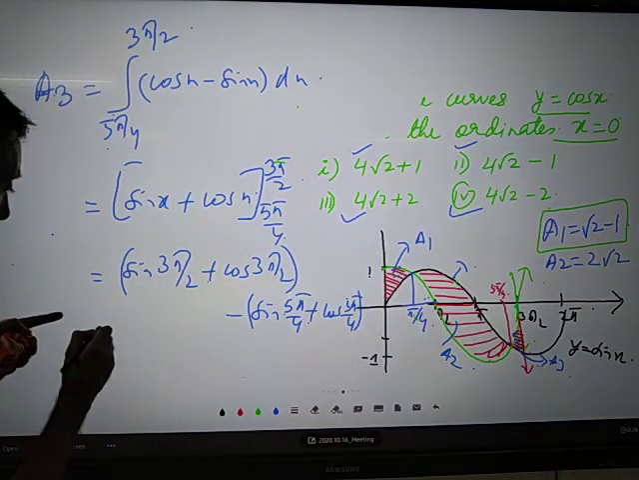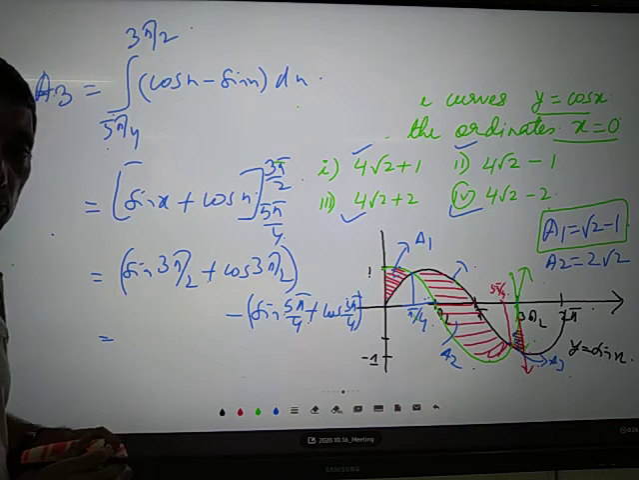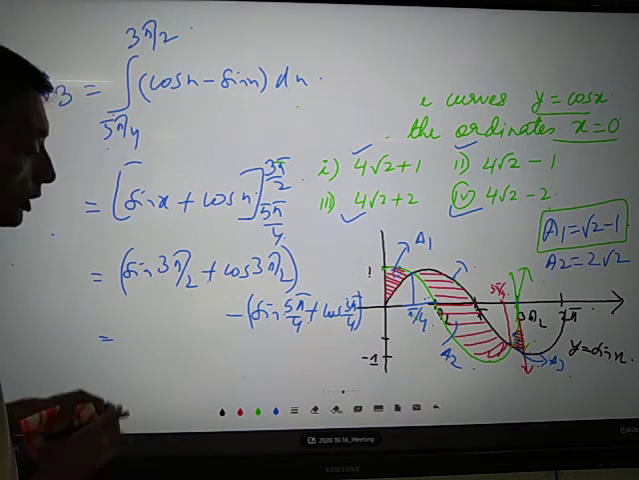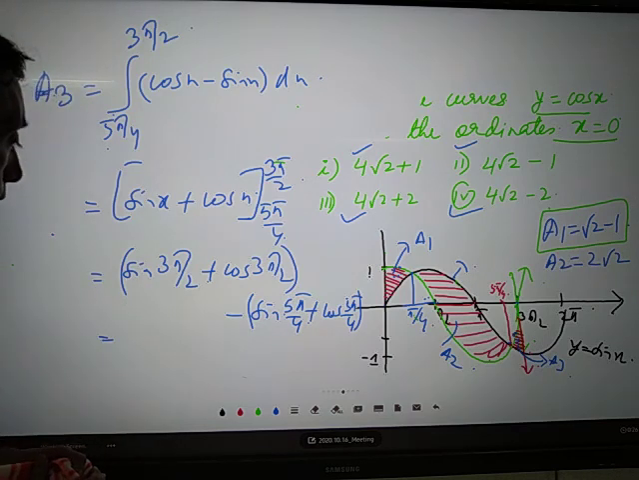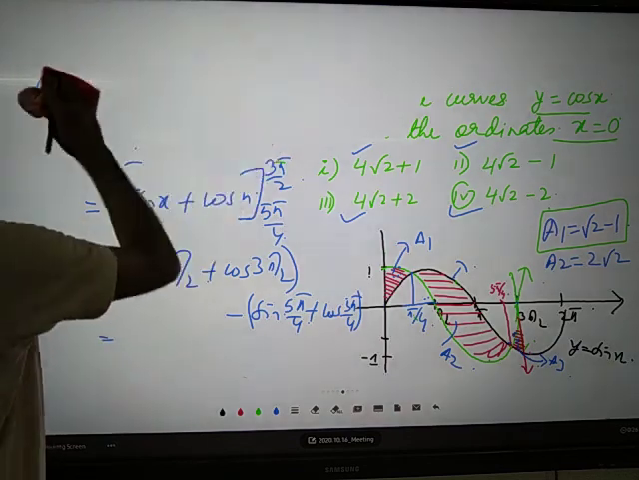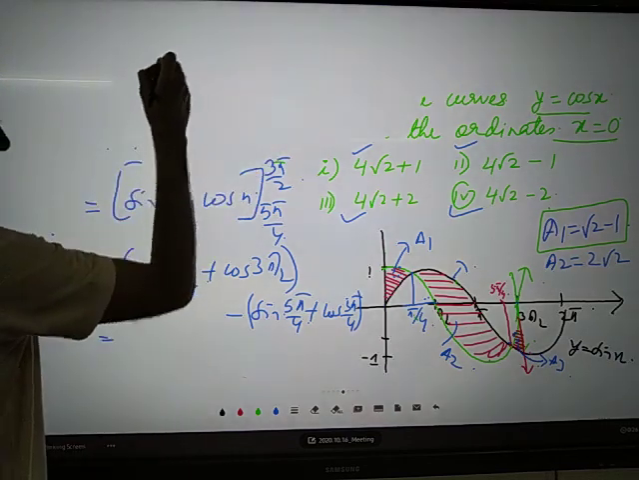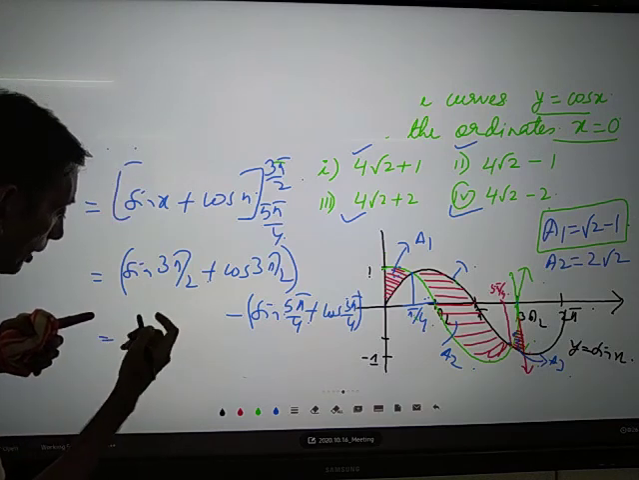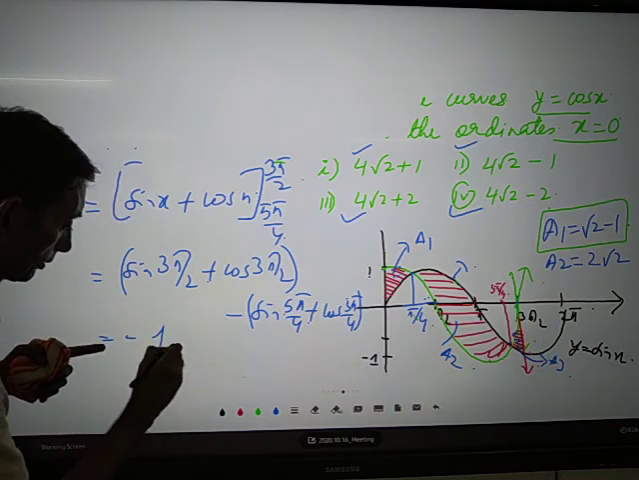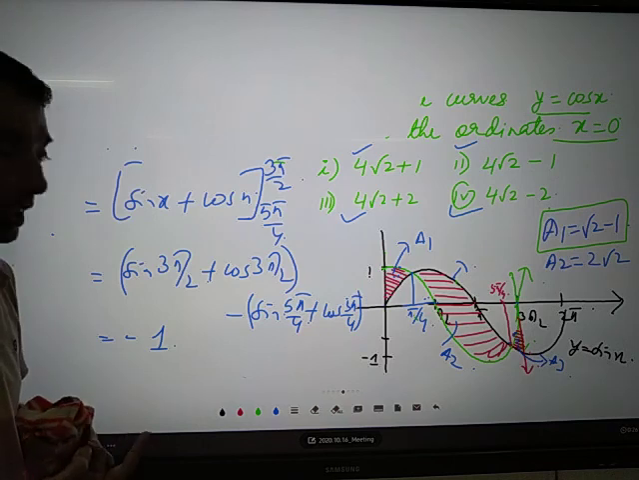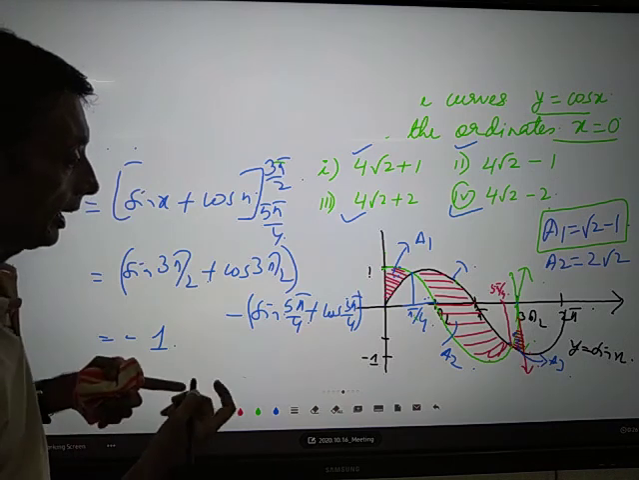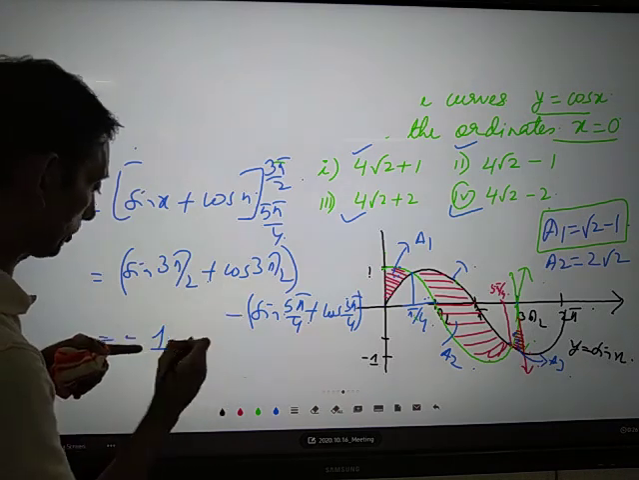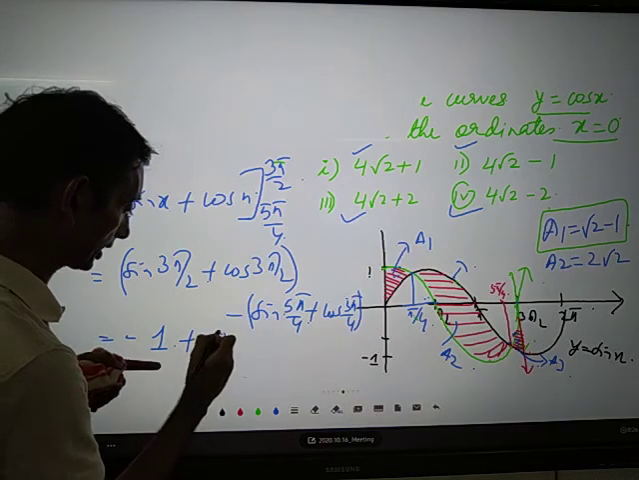Right. So what is sin 3 pi by 2? Sin 3 pi by 2 means pi plus pi by 2. So sin of pi plus pi by 2 is minus 1. So sin 3 pi by 2 is minus 1. And next, cos 3 pi by 2. We know that cos 3 pi by 2 is 0.